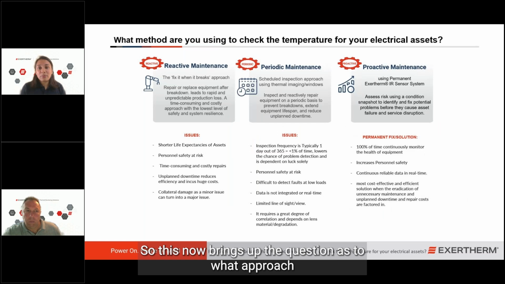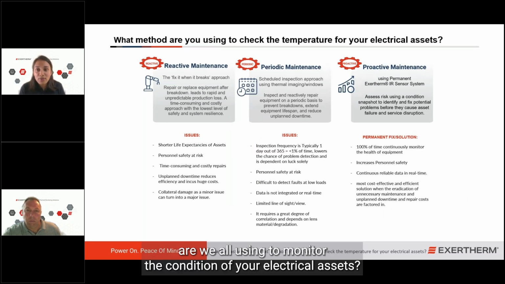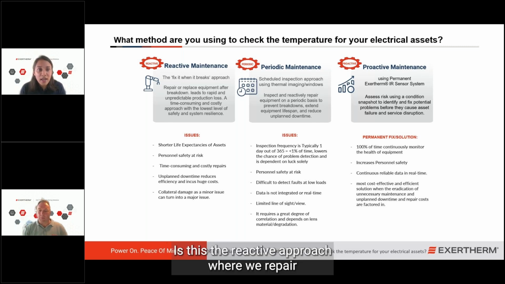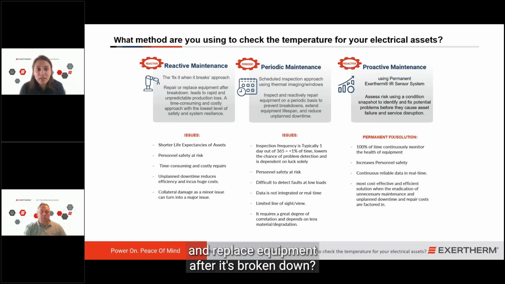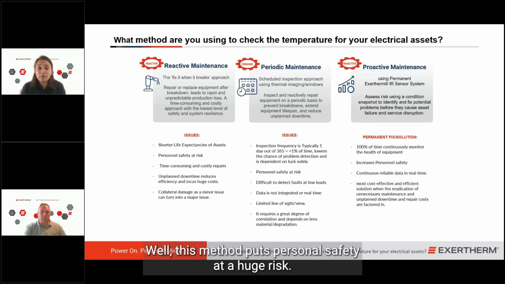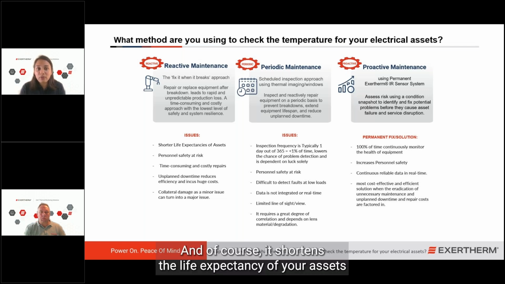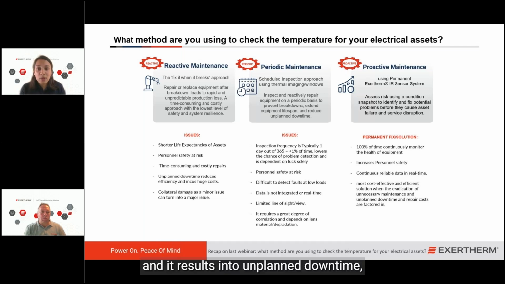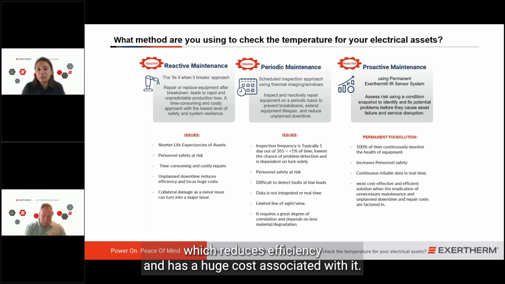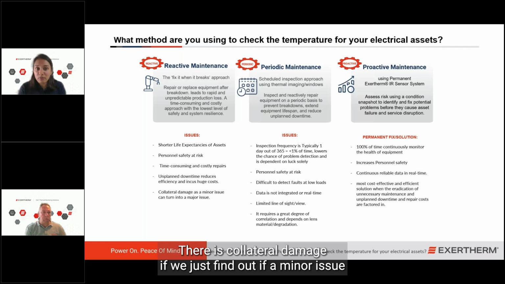This brings up the question as to what approach you are all using to monitor the condition of your electrical assets. Is it the reactive approach, where we repair and replace equipment after it's broken down? Well, this method puts personal safety at huge risk. It is time consuming and expensive to carry out repair works, and it shortens the life expectancy of your assets. It results in unplanned downtime, which reduces efficiency and has a huge cost associated with it. There is collateral damage if a minor issue turns out to be a major issue.